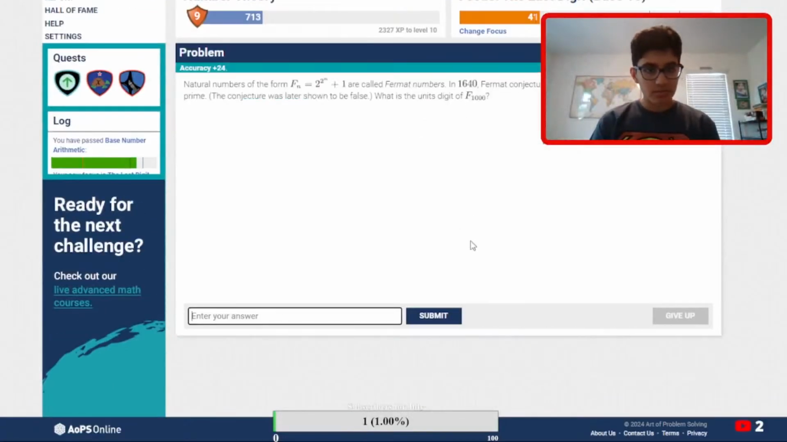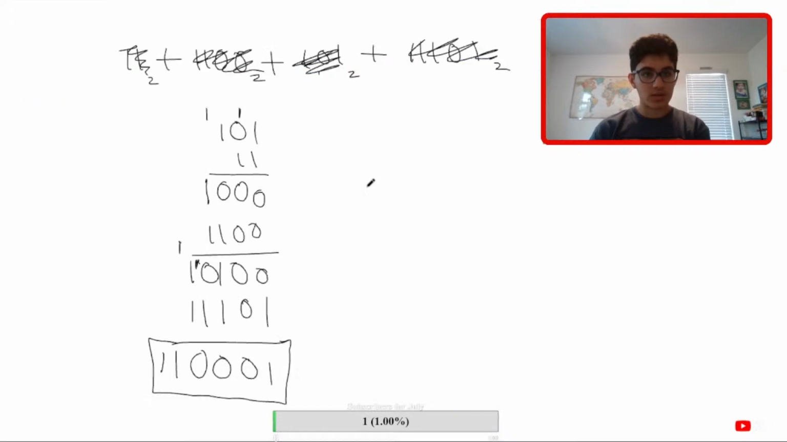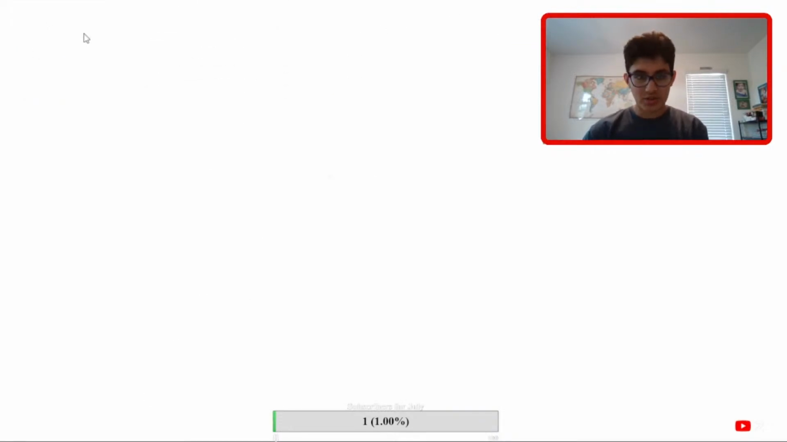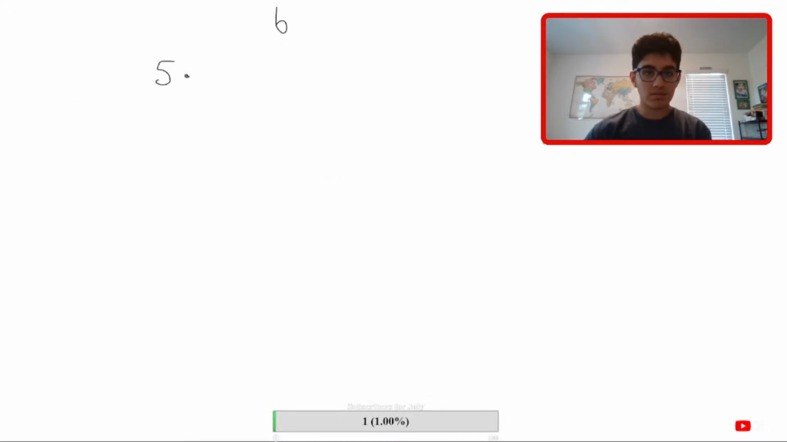Great. Natural numbers of the form. Okay, we need to go back there. Hmm. Find the positive base B. Okay, this is a bit harder. Well, actually, it's not that bad. There is a way to multiply and divide in different bases, but I forgot what it is. So instead, we'll just expand it out and see. So 5 times 23. 5 base B is just 5, right? Times, and 5 also tells us, by the way, that B is greater than or equal to 6. Or basically just B is greater than 5.